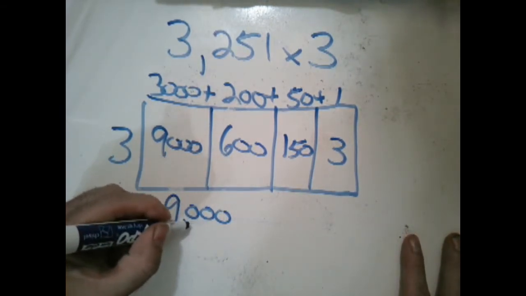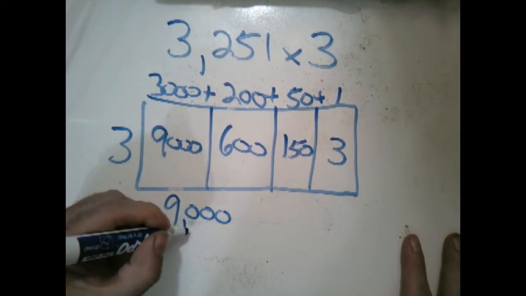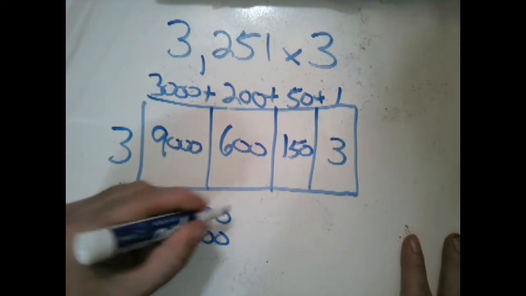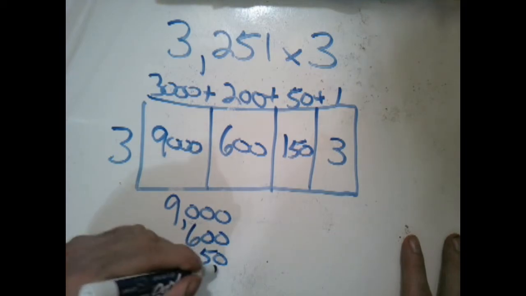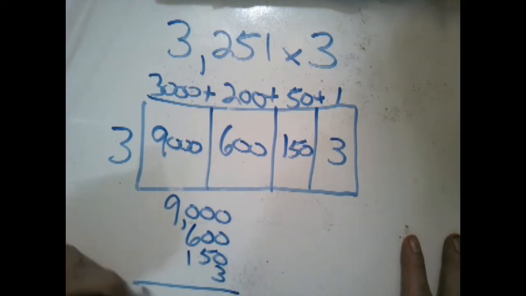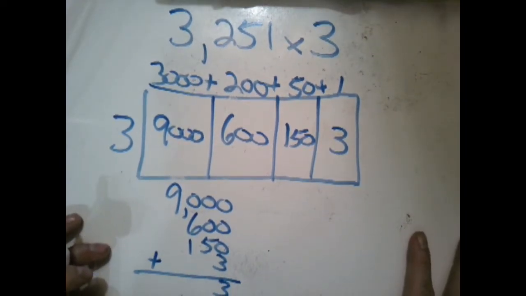Line them up correctly. Make sure you guys line them up. Make sure your kids line them up correctly. 600, 150, and 3. So I have, adding these up, get up there a little bit more.